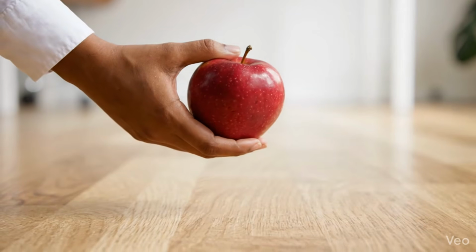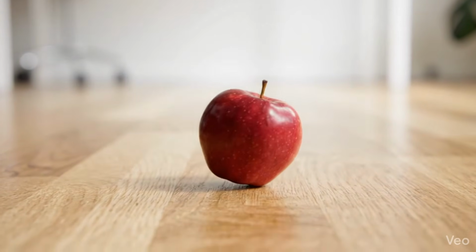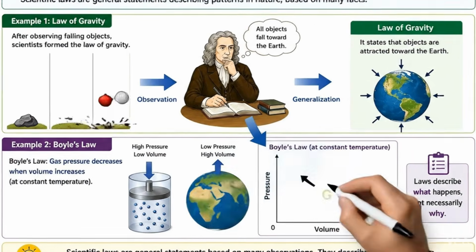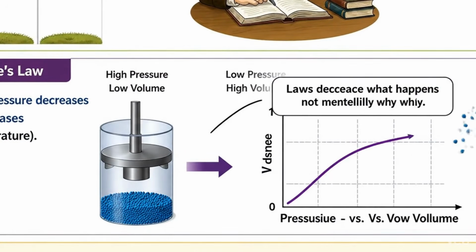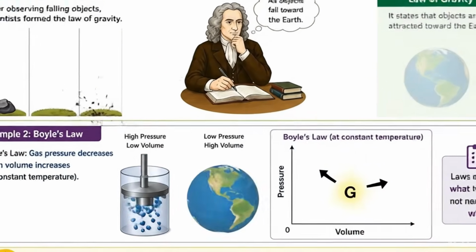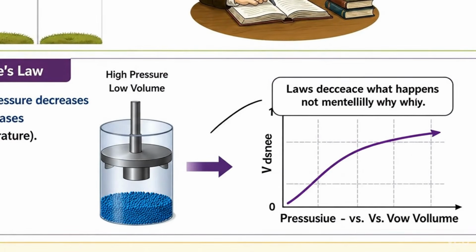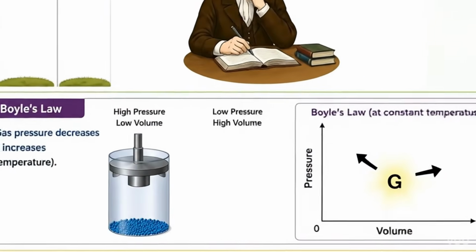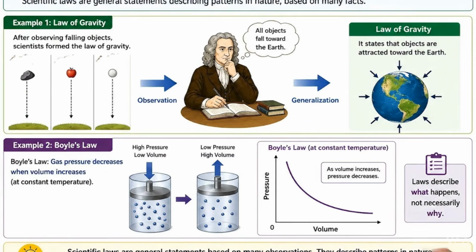Establishment of laws involves forming generalizations from observed facts to describe how nature operates. Scientific laws are general statements describing patterns in nature based on many facts. Example: after observing falling objects, scientists form the law of gravity. It states that objects are attracted toward the earth. Another example: Boyle's law. Gas pressure decreases when volume increases, at constant temperature. Laws describe what happens, not necessarily why.